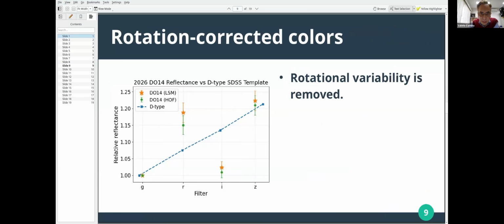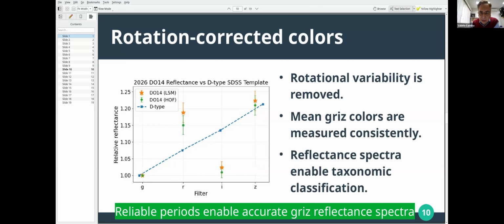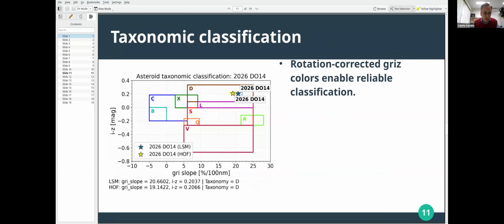So once the rotational variability is removed, you can then pass to study the colors. Here you have the distribution in colors for 2026 DO14 and superimposed a typical D-type from the Sloan Digital Sky Survey. So GRZ color measurement consistency and the reference spectra enable taxonomic classifications. And in particular, here we use the DeMeo and Carry taxonomic scheme in the domain of GRE slope versus I minus Z color.